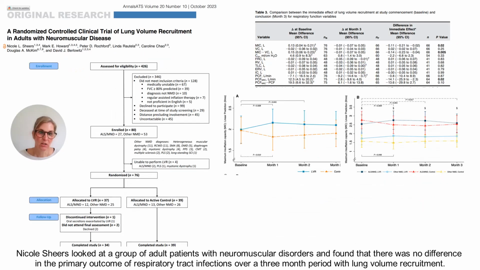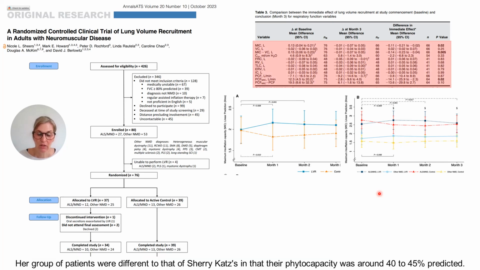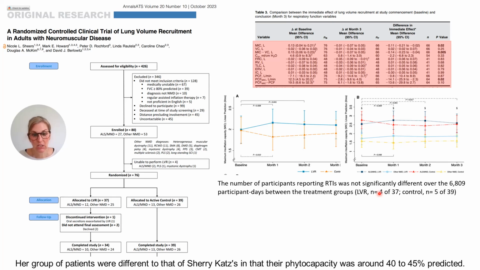Nicole Shears looked at a group of adult patients with neuromuscular disorders and found that there was no difference in the primary outcome of respiratory tract infections over a 3-month period with lung volume recruitment. However, there was improvements in the maximum insufflation capacity and vital capacity, potentially indicating that this technique needs to be learnt. Her group of patients were different to that of Sherry Katz's in that their vital capacity was around 40 to 45% predicted.